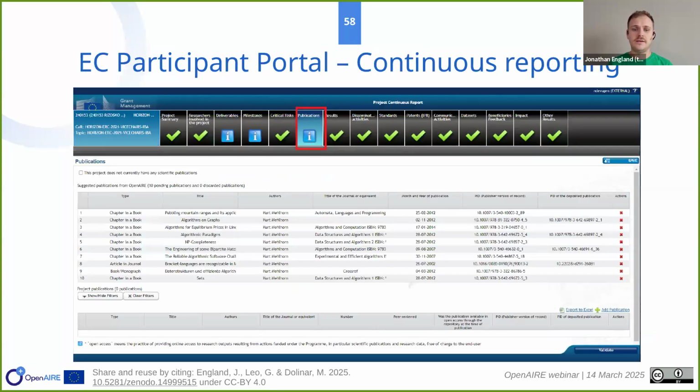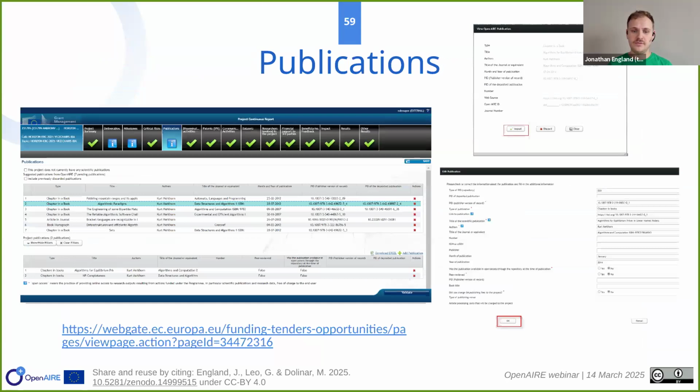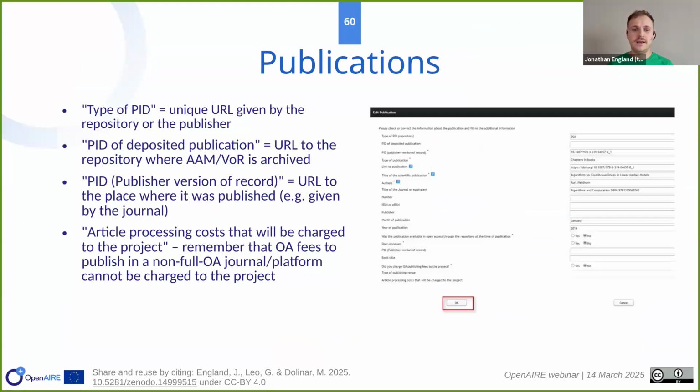So on the participant portal, it's a continuous reporting. You have, for instance, the publication tab, which basically lists anything that is related to your project. So if you correctly put the DOI, this unique URL, it will normally appear automatically in the portal. If it's not, then you can always add it.